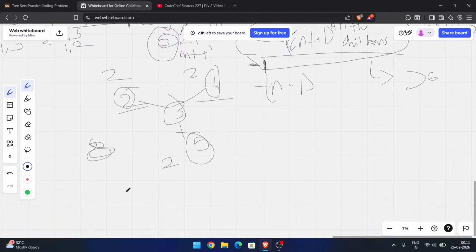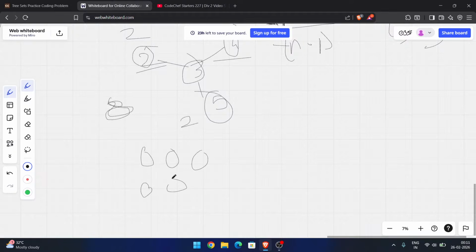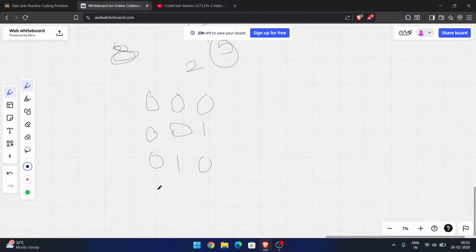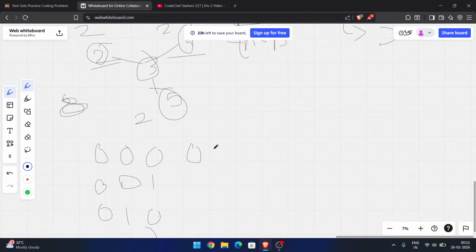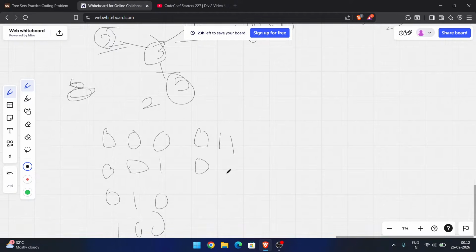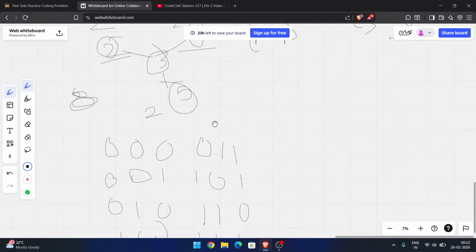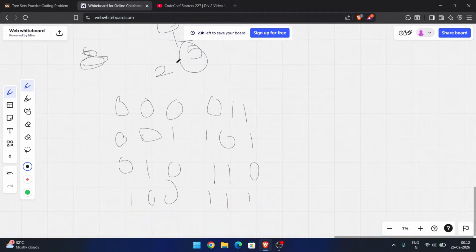You can write it down. Either I pick all 3, or I pick only this one, or only this one. If I pick these 2, and if I pick these 2, and one was if I pick everything. So these 8 cases are possible if I don't include these 3.